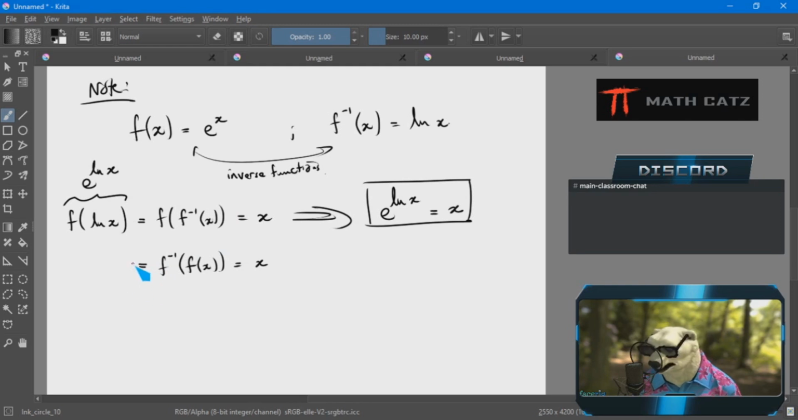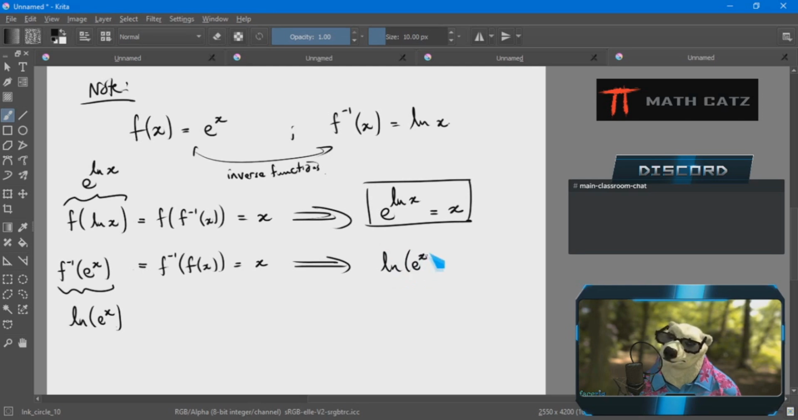Let me know. So in this direction, I have f inverse, and the inside function is e to the x. So in this logarithmic function, the input is e to the x. That means it's natural log of e to the x. Now, you don't need brackets, but I think brackets are nice there. Natural log of e to the x is x.